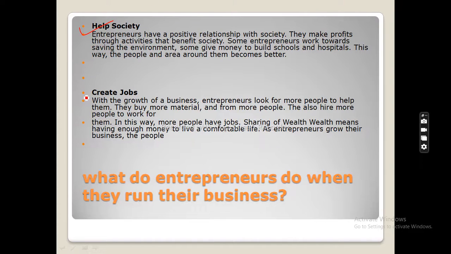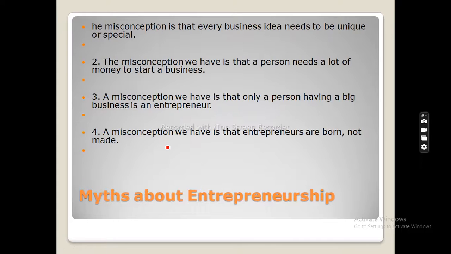Now, they are also creating jobs. If they are opening a school or a factory, then they are providing jobs to the people around them. With the growth of a business, entrepreneurs look for more people to help them. They buy more products and from more people. They also hire more people to work for them. In this way, more people have jobs. Sharing of wealth means having enough money to live a comfortable life.